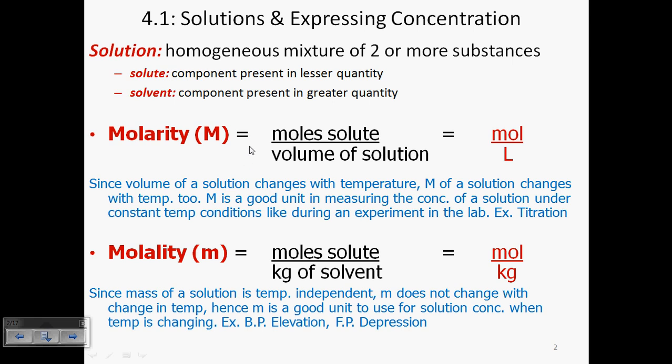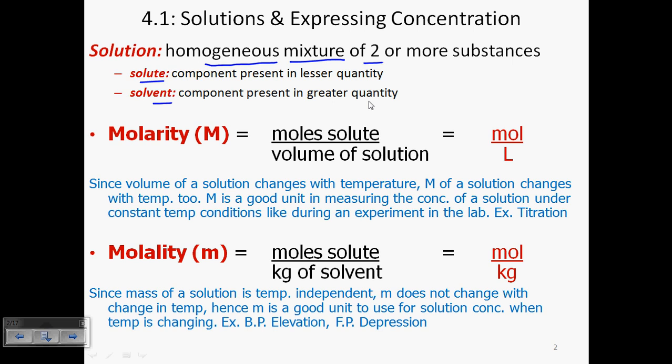A solution, as we had talked about in chapter 1, is a homogeneous mixture. It's a mixture that's even throughout, and it is made up of two or more components. The components in a mixture are called solute and solvent. Solute is the component that's present in lesser quantity, and solvent is the component that's present in larger quantity.